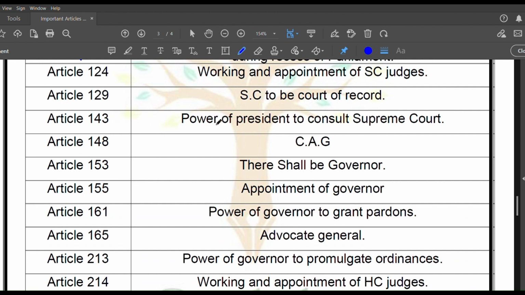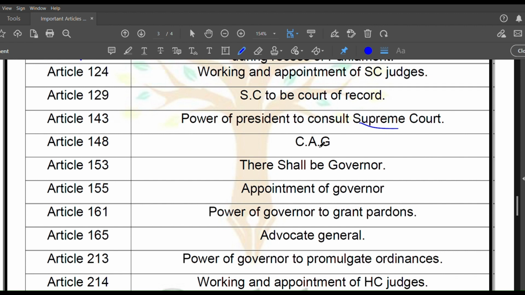Article 143, power of the president to consult the Supreme Court. If the president asks the Supreme Court to give advice, the Supreme Court is not formally bound; they don't feel pressure that they must give it. But in respect, they give advice to the president whenever it is asked. They are not bound by law to give the advice, but they give it. In India, we have followed this tradition until now. It has never happened that the president asked the SC for advice and the SC denied giving any advice. Article 148 talks about the CAG, and the current CAG is GC Murmu.